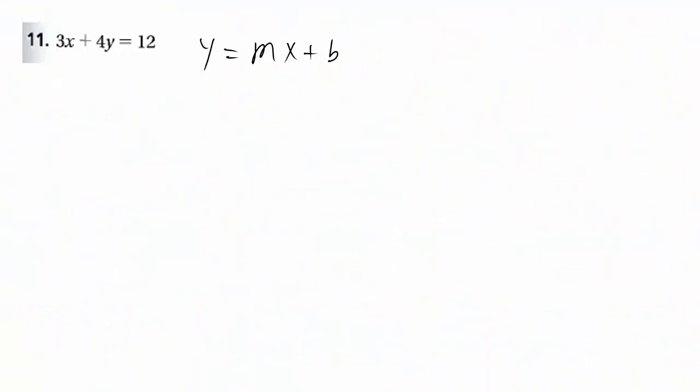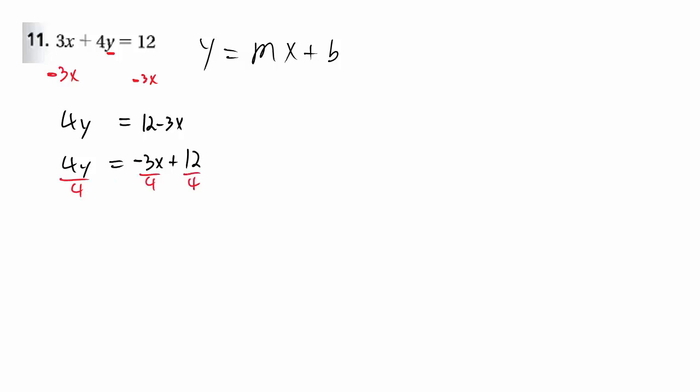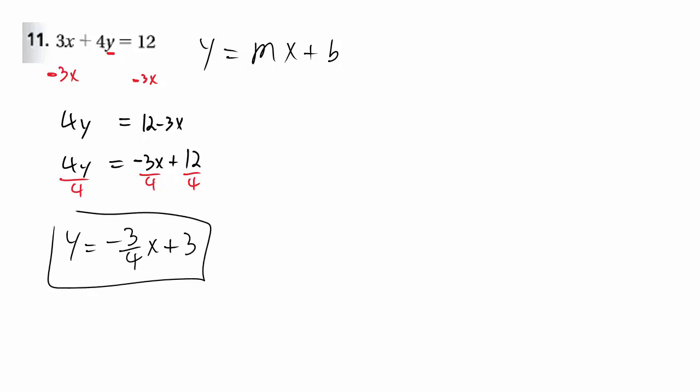Number 11, again, we just want to figure out what the slope and the y-intercept are. So I like to do that by putting in slope-intercept form, but this one's not in slope-intercept form. So to get in slope-intercept form, you get the y by itself. So we move the 3x to the other side. We divide by the coefficient of y. Now the y is by itself, so we get y equals negative 3/4 x plus 3.